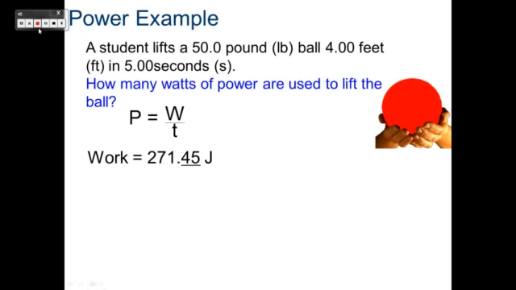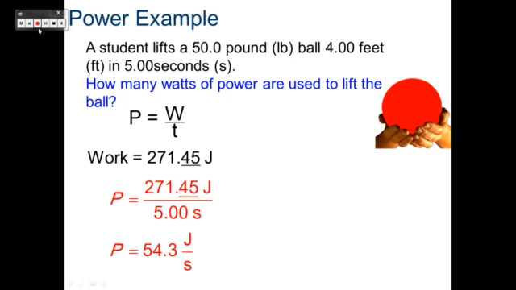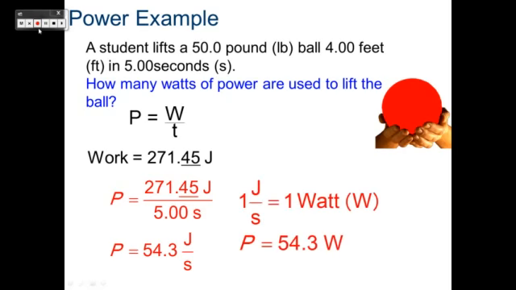Example of power: the student lifted the 50-pound ball 4 feet in a total of 5 seconds. We want to know how many watts of power are used to lift the ball. First of all, we already found the work earlier in the first example. So I take my work and divide it by the seconds. Joules per second is watts. So it's 54.3 watts of power.